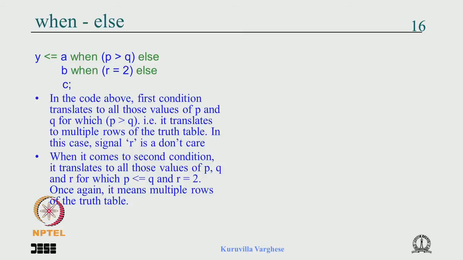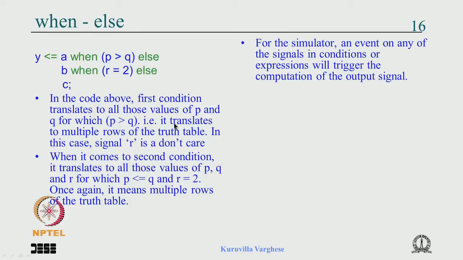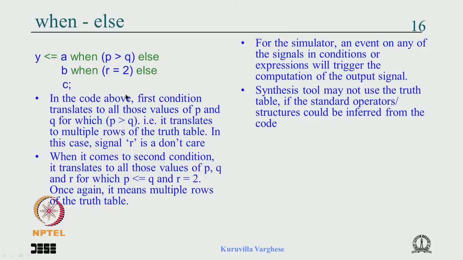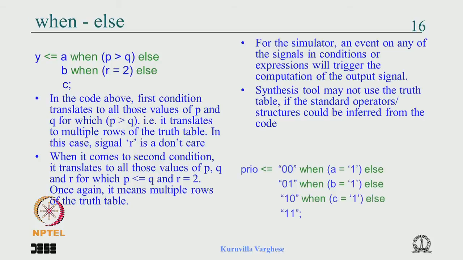I have just written the description in this code. Wherever P is greater than Q, Y is A. When it comes here, whenever P is less than or equal to Q and R is 2, that is B. And for all other conditions, C. And any event on any of these inputs, the simulator computes. The synthesis tool looks at the operator, infers the operator, and replaces it with the template structure from the library. That is what is happening.